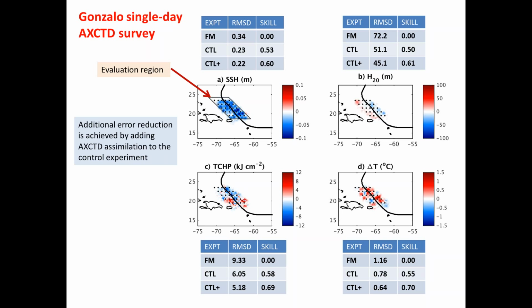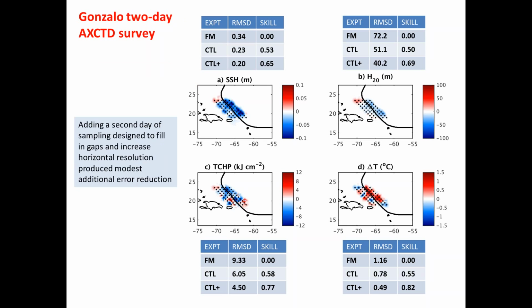Now this is for a single day AXCTD survey. What happens if we do 2 consecutive days, where the strategy is to fill in the gaps? What you have is somewhat more effective additional correction, as expected, by the AXCTDs.